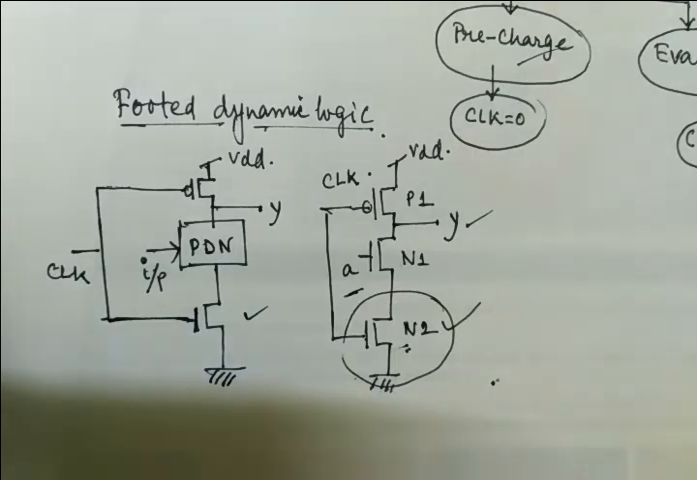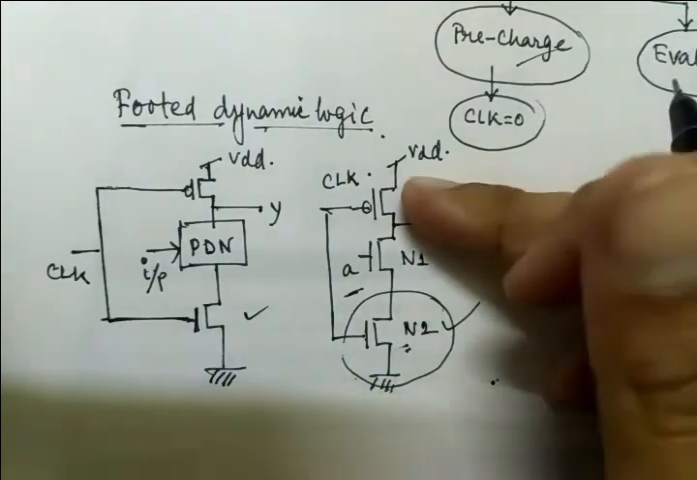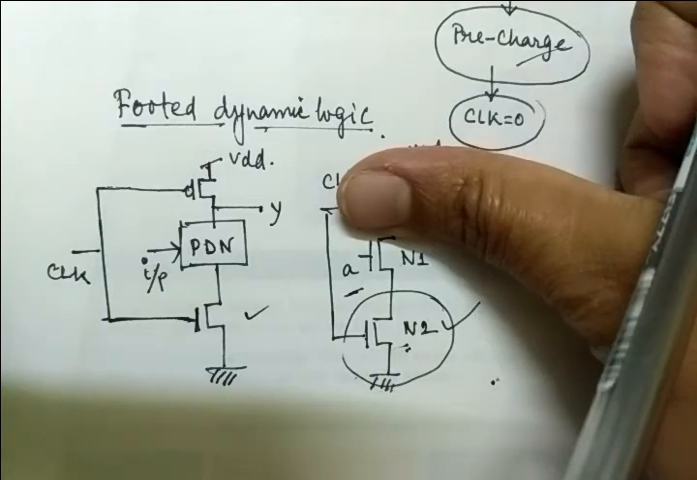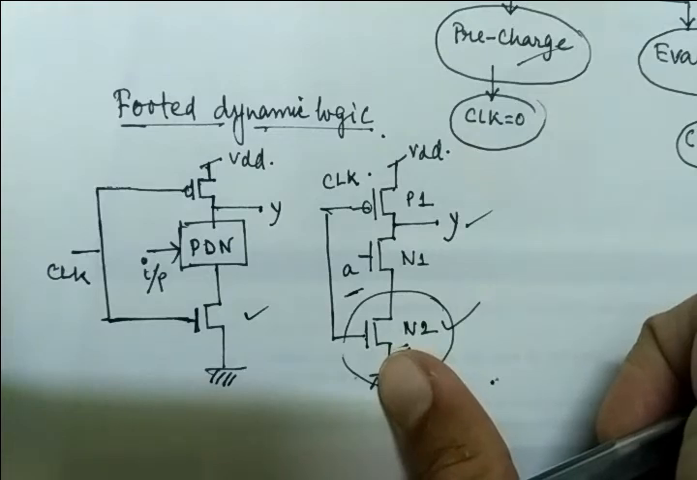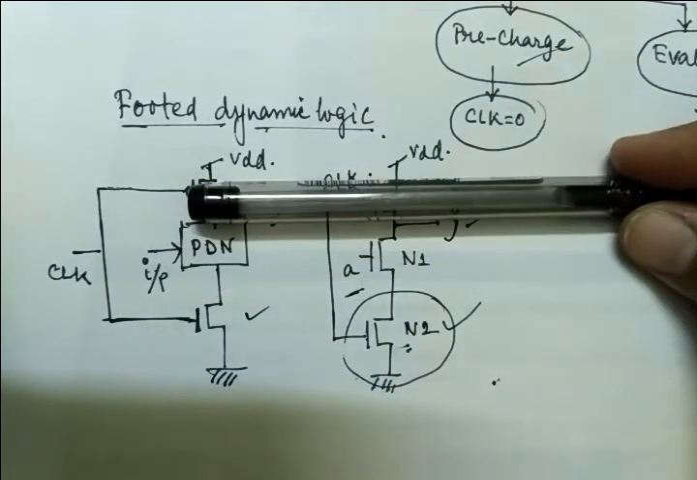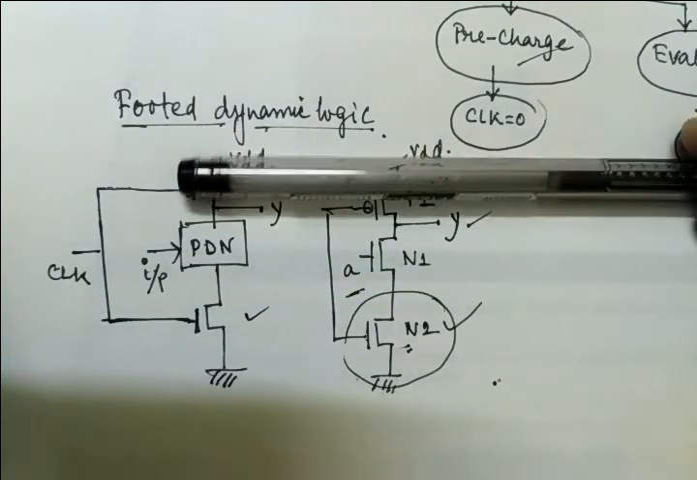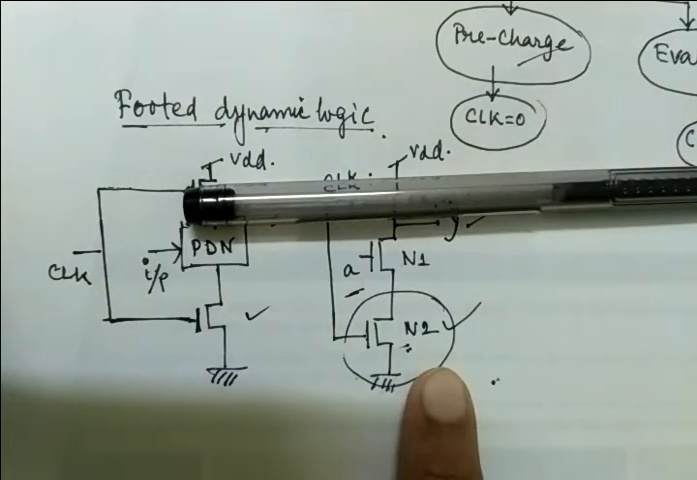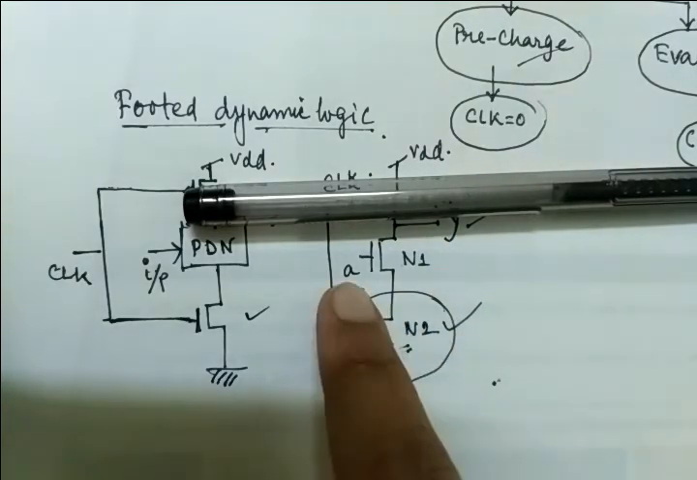Okay, so what is it in the evaluation mode? Evaluation mode means clock equal to 1. Clock equal to 1 means this P1 is off, and P1 off means the pull up network is totally disabled. And this N2 transistor is on. Please note it down: this P1 is off and this N2 is on. So this output Y will be charged or discharged with respect to A.